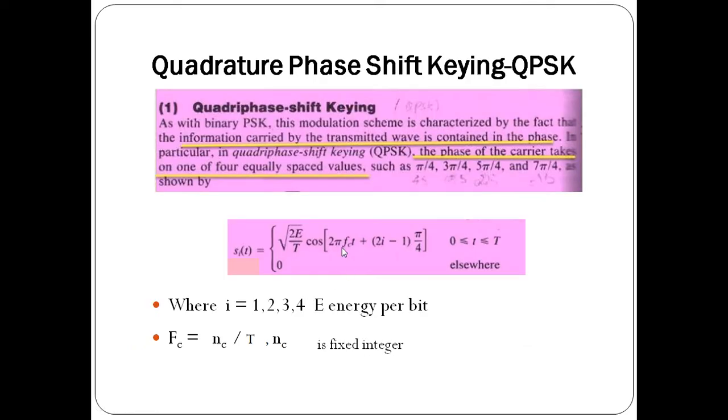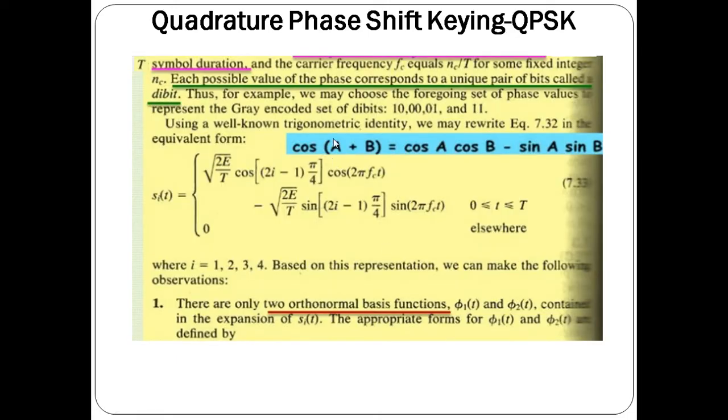This is in the form of cos(A plus B). How can we split this trigonometric formula? cos A cos B minus sin A sin B. In the same way I have expanded this. Root of E by T is common. A is (2i minus 1) pi by 4, and B is 2 pi f_c t. You can take it either way, no issues. Here, minus root of 2E by T, the sin A sin B form, we have written.